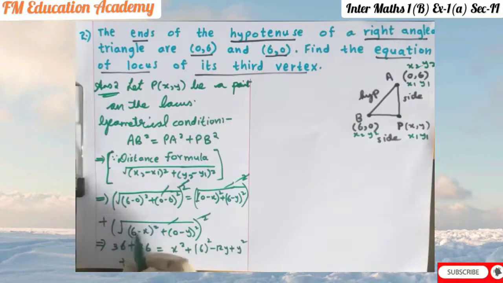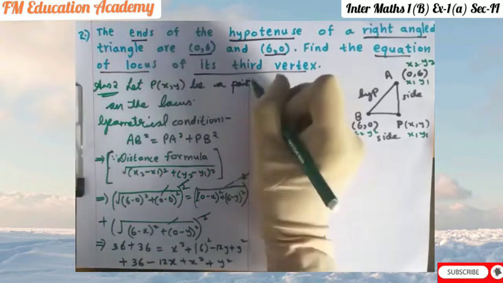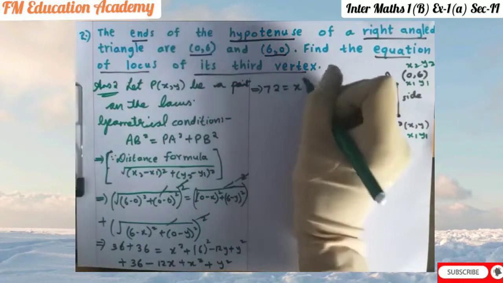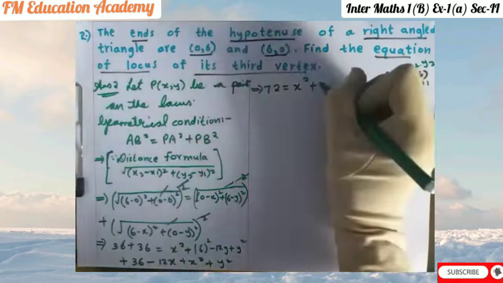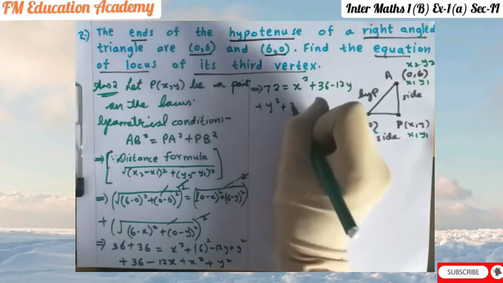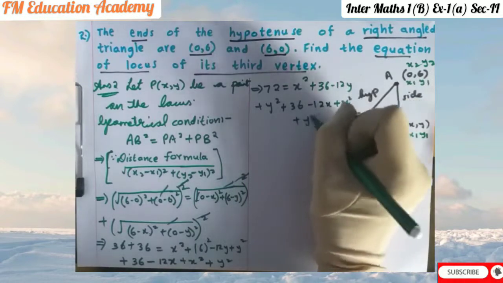It is again of the form of (a minus b) whole square. What is (a minus b) whole square? a square, that is 6 sixes are 36, minus 2ab, 2 sixes are 12 into x is 12x, plus b square, that is x square, plus (0 minus y) is minus y whole square, which is y square. Now 36 plus 36 will give us 72 is equals to x square plus 36 minus 12y plus y square plus 36 minus 12x plus x square plus y square.